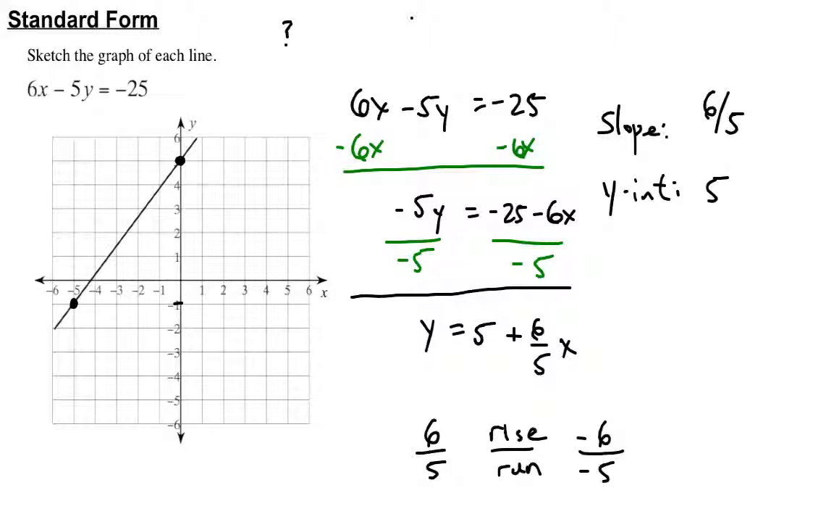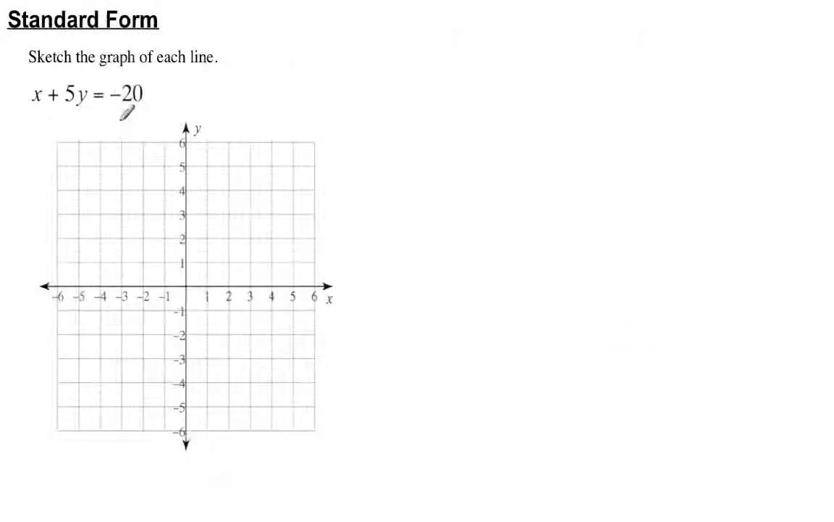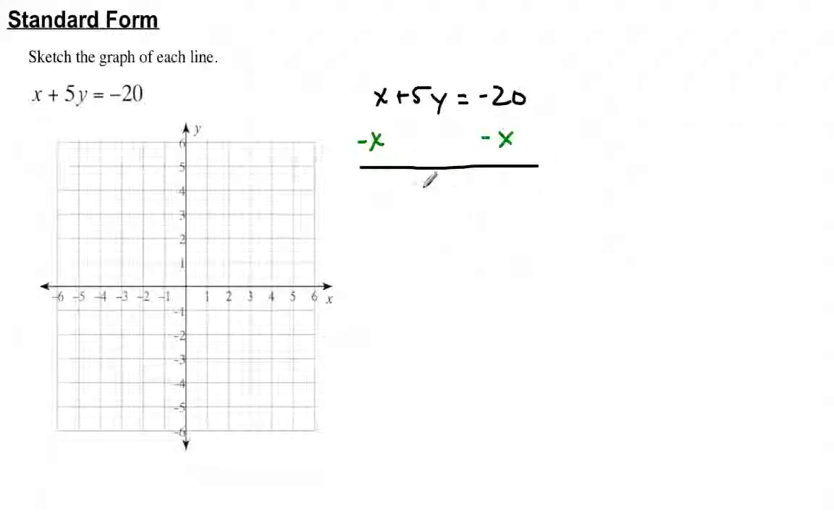Let's do one more of these. On this one, we want to sketch the graph of this line. So we want to take x plus 5y is negative 20 and solve for y. Subtract x from both sides. We're left with 5y is equal to negative x minus 20. Divide by 5.